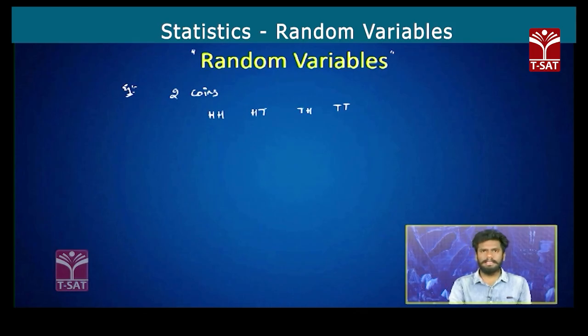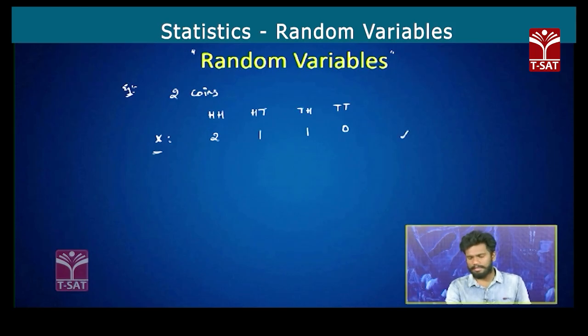Now I'll assign a random variable x which takes the values of number of heads. This random variable x takes the number of heads occurred in the outcome. See, here number of heads is 2, so the random variable x takes the value 2. Similarly here 1, so the random variable x takes the value 1. Similarly here 1, here 0. So x is a random variable which takes the values 0, 1 and 2 in this experiment.